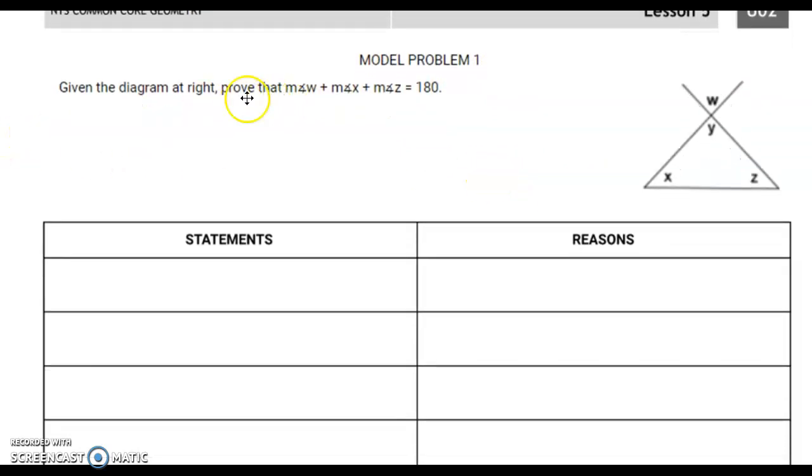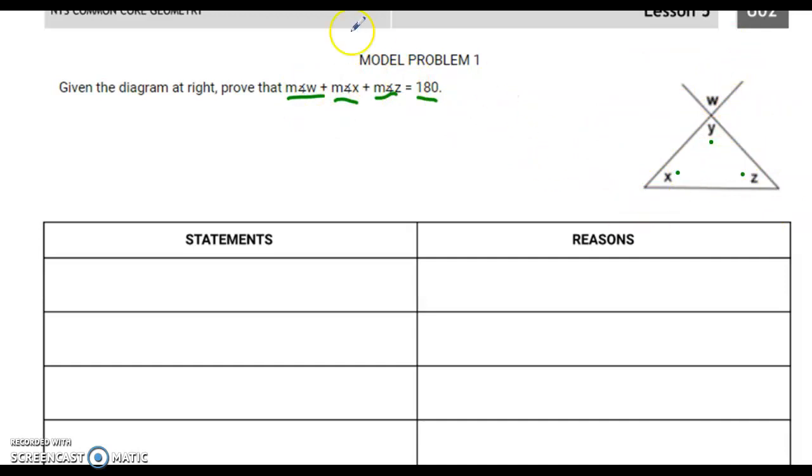So in this problem, it says that the measure of angle W plus the measure of angle X plus the measure of angle Z is equal to 180. And that sort of looks like it's going to be the triangle sum theorem, right? Because angle W and angle X and angle Z, these are three angles and they add up to 180. However, these three angles are X, Y, and Z. This is X, W, and Z. There's something going on here.